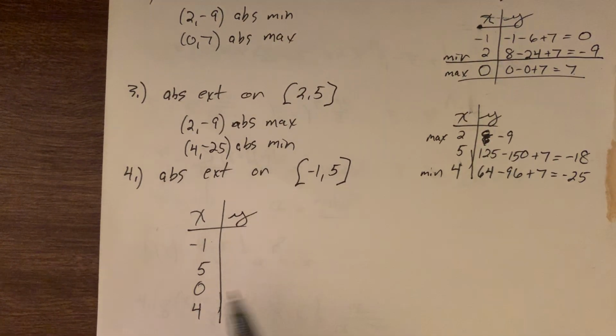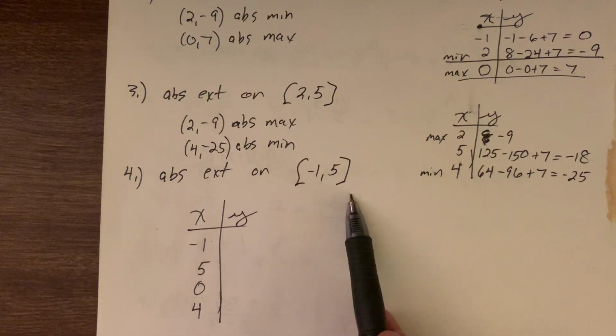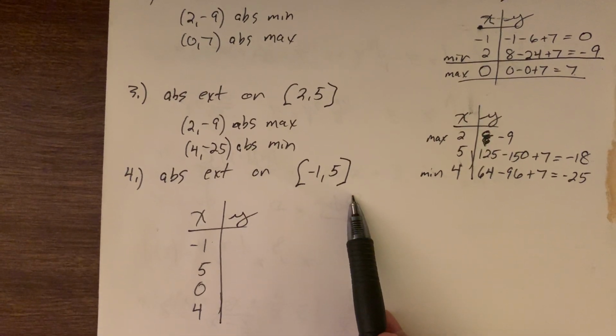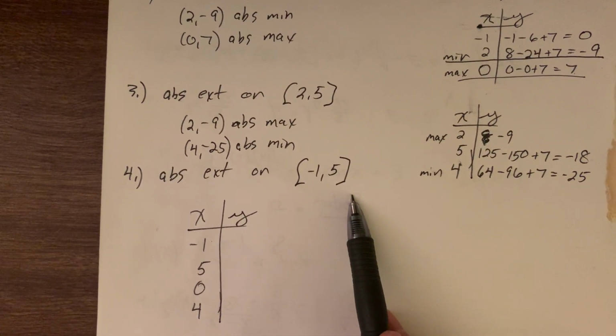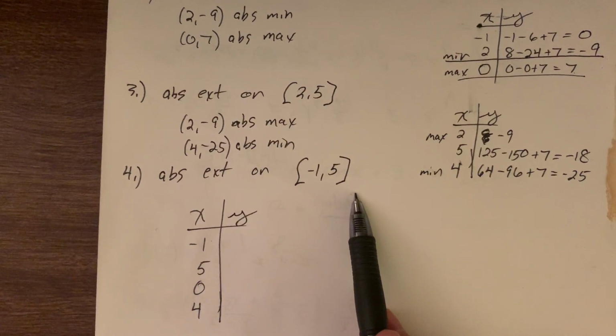We don't know how many x's we'll get. We always get 2 endpoints. Maybe there's no critical values. Maybe there's 1, maybe there's 2, maybe there's 3. We have to do each one separately.